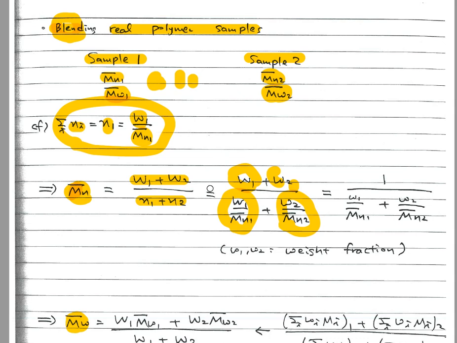So for example, if you divide numerator and denominator by W1 plus W2, then you could have these relations. Basically the same expression. Okay? See here, small W1 and small W2 mean basically the weight fraction. Okay?